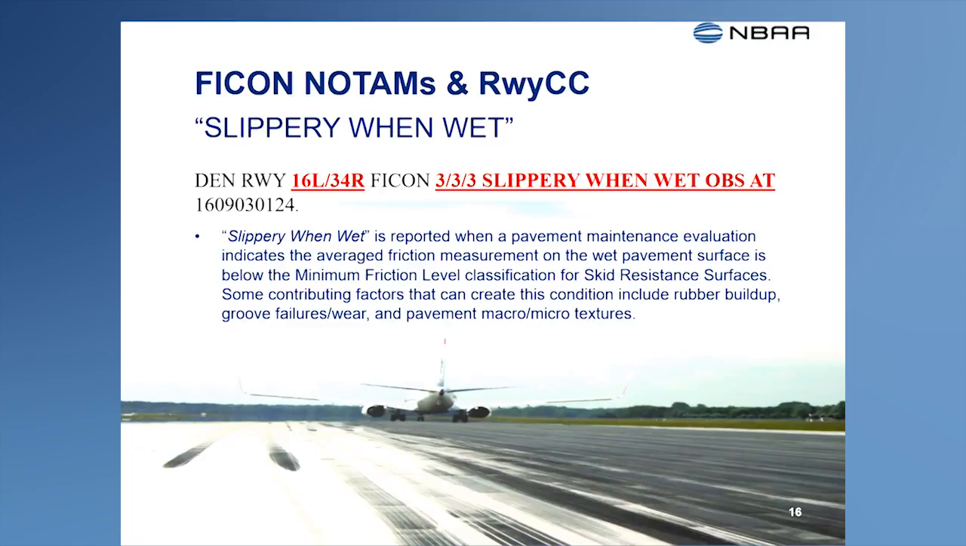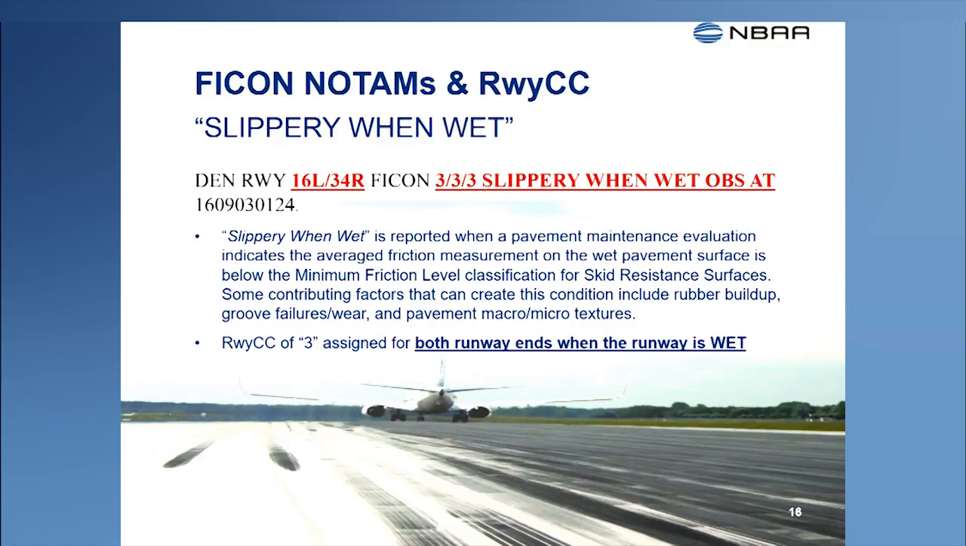When these surfaces no longer meet the minimum FAA requirements, the airport operator must issue a slippery when wet field condition NOTAM anytime the runway is observed to be wet. A runway condition code of 3 is assigned to each runway third. Unlike other field condition NOTAMs, the slippery when wet runway condition codes of 3-3-3 are only in effect when the runway is wet and are used in place of the wet runway 5-5-5 codes. The airport operator may further downgrade the runway condition code to a value of 2 or 1 if the operator believes it better represents the slipperiness of the runway surface.